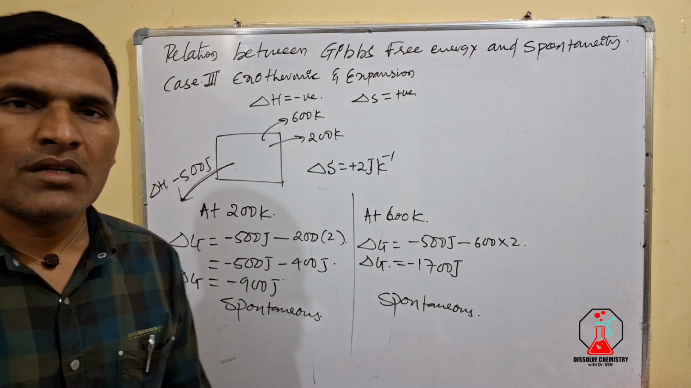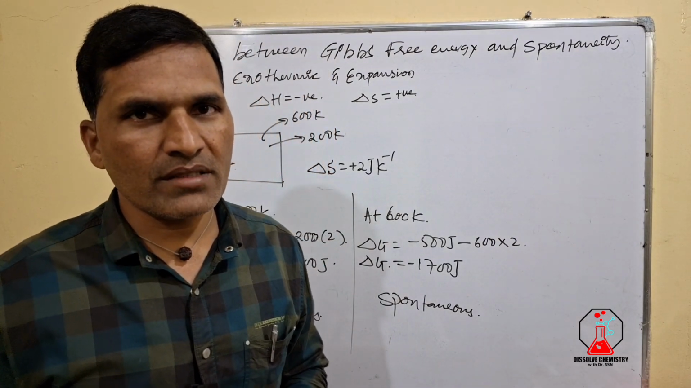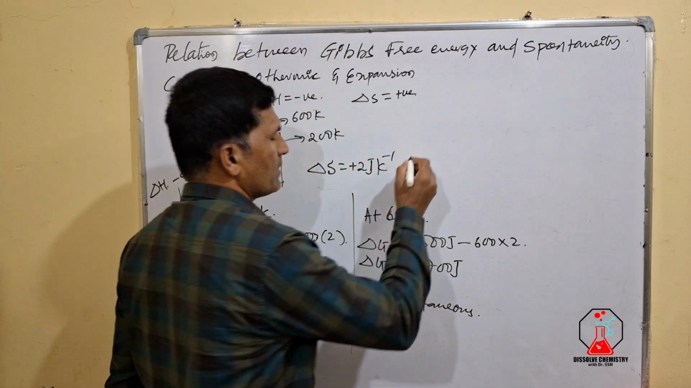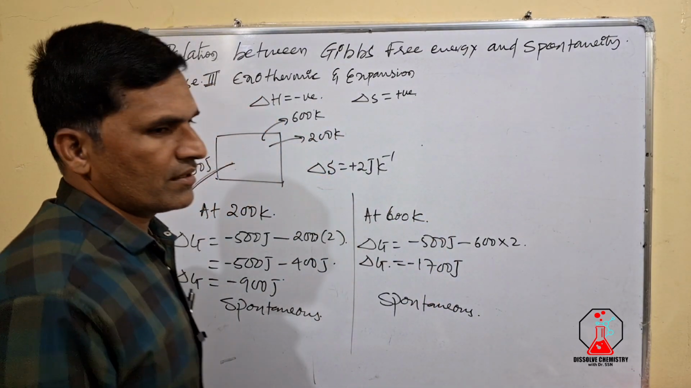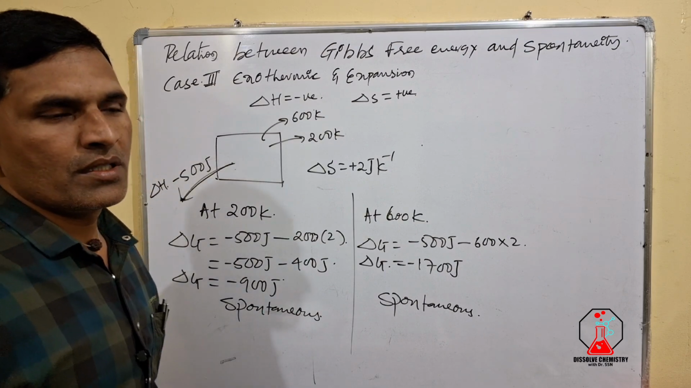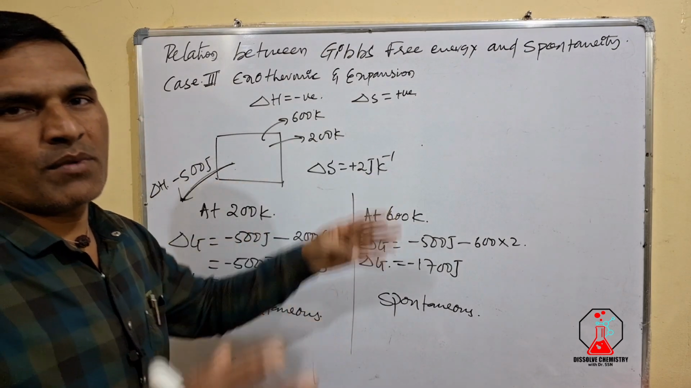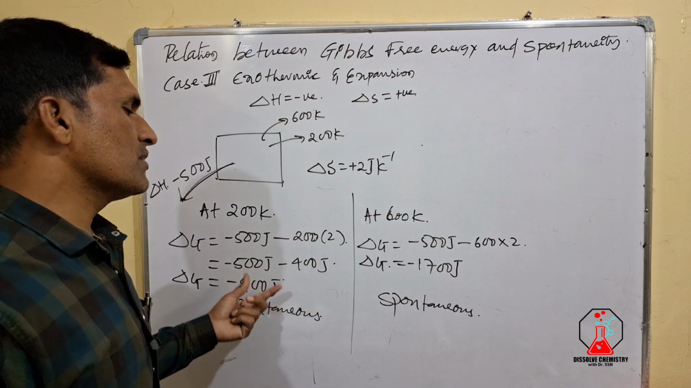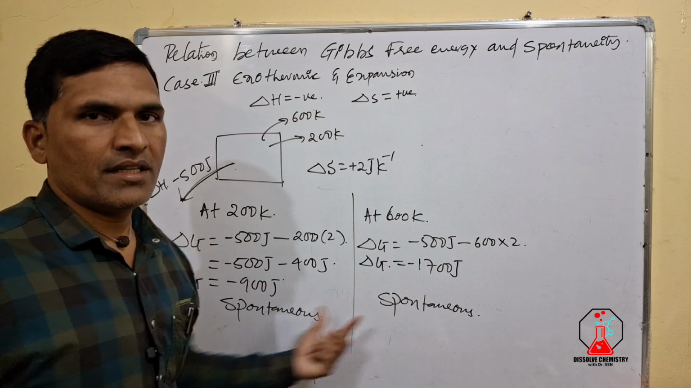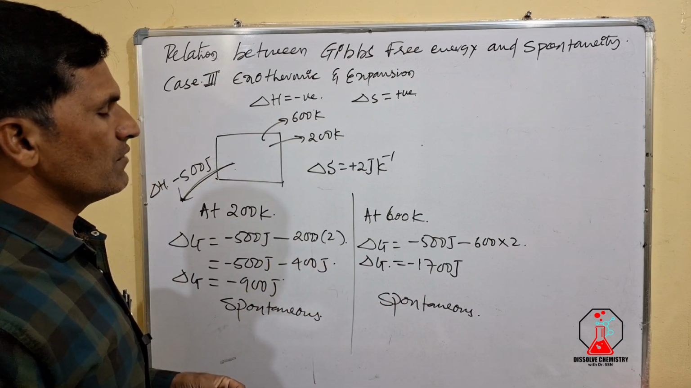The process will always be spontaneous. And let me know, do we calculate or check the crossover temperature here? It's not possible to get the crossover temperature, because at any temperature, either high or low, if the process is exothermic and happening with expansion, meaning an increase in entropy, then it will always be spontaneous.